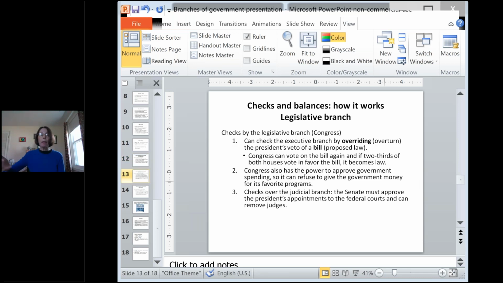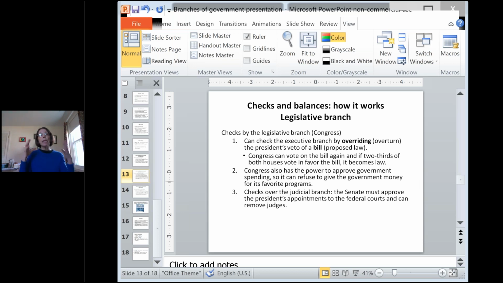Okay, so how do checks and balances work with the legislative branch, which is Congress? Let's see how that works. I'm sorry if that's a little small, but I'll go over each one. The legislative branch can limit the power of the executive branch by overriding or overturning the president's veto of a bill or proposed law.